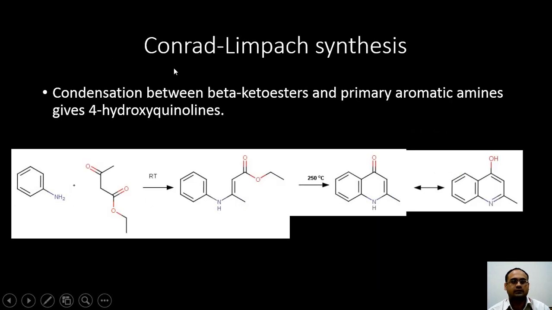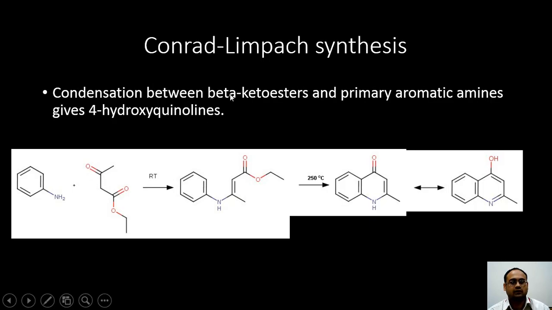Another well-known method is the Conrad-Limpach synthesis. In this, condensation takes place between a primary aromatic amine like aniline and beta ketoesters. So this is an ester, alpha and beta. So at the beta position there is a keto group present.